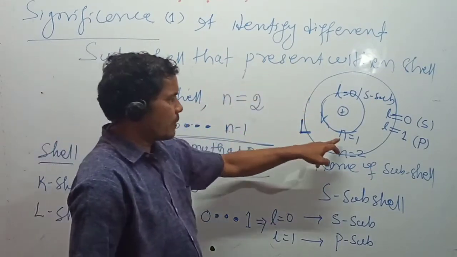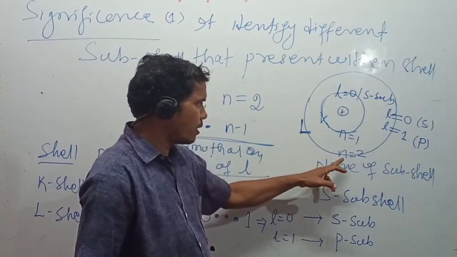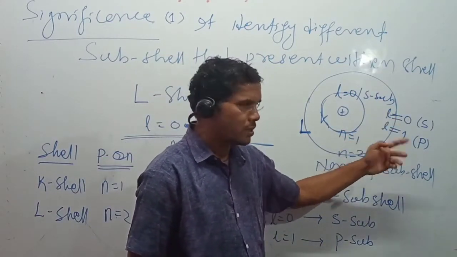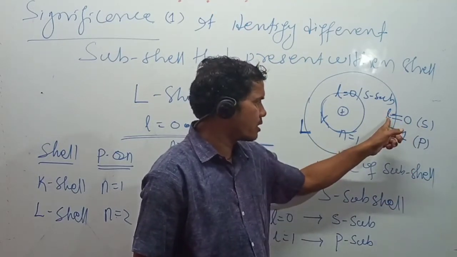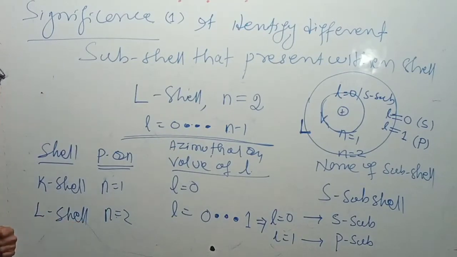So when the principal quantum number n equal to 1, the subshell will be 1, that is the s subshell. When the principal quantum number n equal to 2, the subshells will be 2, that is l equal to 0 and l equal to 1. These are the code addresses of 2 subshells. For the s subshell the code address is l equal to 0, for the p subshell the code address is l equal to 1. So there are 2 subshells present in the L shell where n equal to 2.